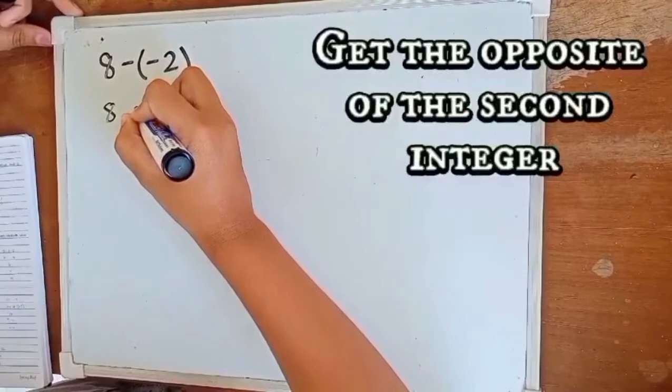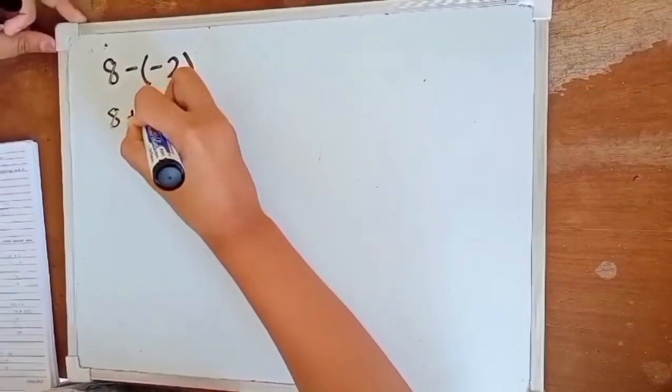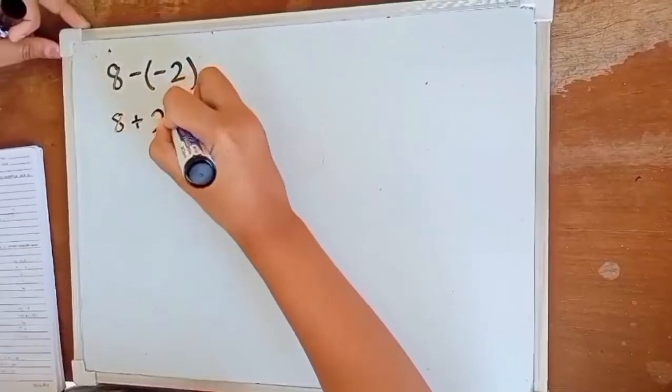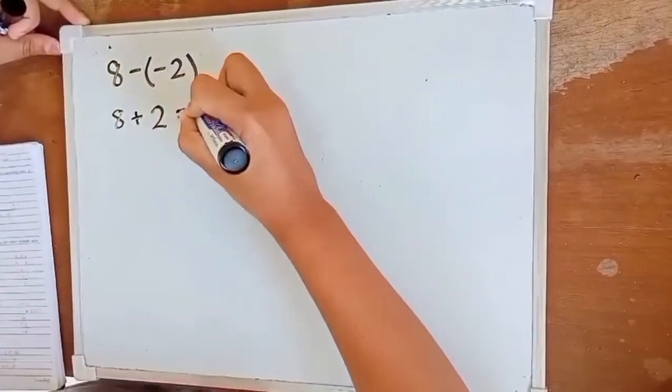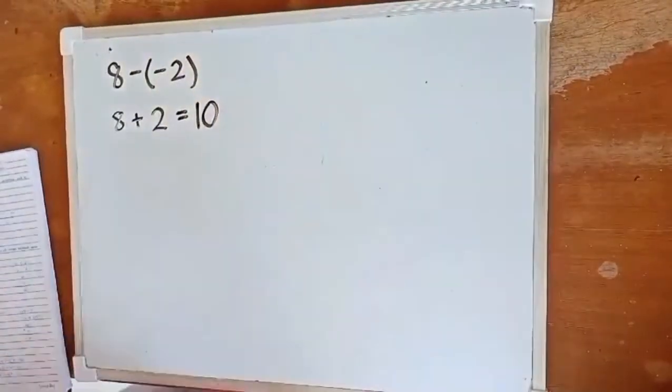Next, get the opposite of the second integer. The opposite of -2 is 2. And when you add the two, 8 plus 2, we have 10. If you're a little bit confused, in subtracting integers, you have to add the opposite of the subtrahend. So 8 plus 2 will be 10. That's it.